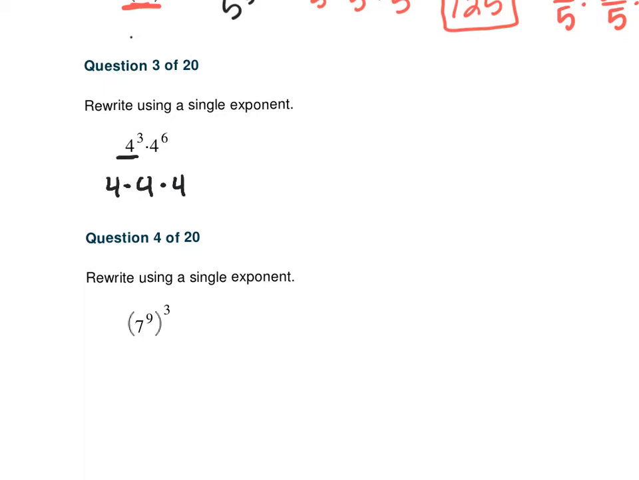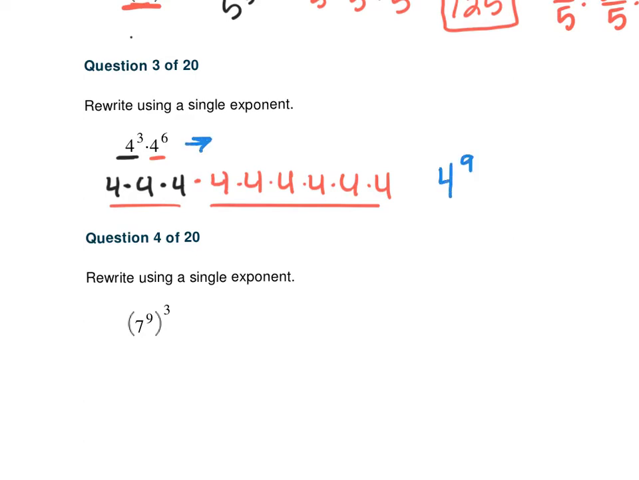And then I can do the same thing with my 4 to the 6th power, which I can write in red, which is 6 fours. Then I can add them all together. I've got 3 in black, 6 in red to give me a final answer of 4 to the 9th power. Or I could have added my exponents from the beginning to get 4 to the 9th power. So it wants us to leave it in exponential form or rewrite using a single exponent. So that's how we get 4 to the 9th power.